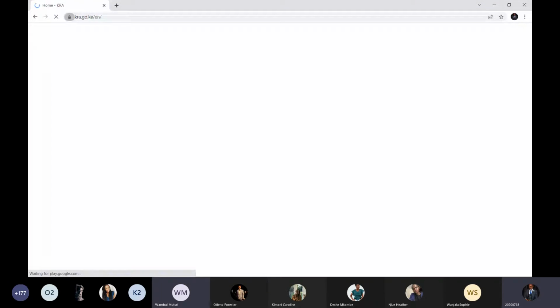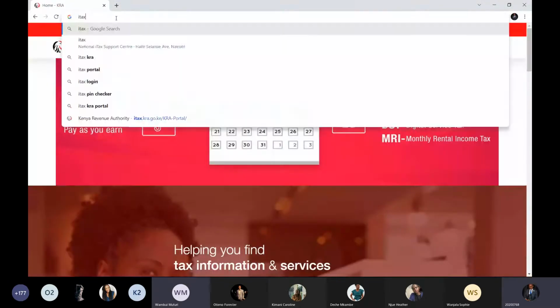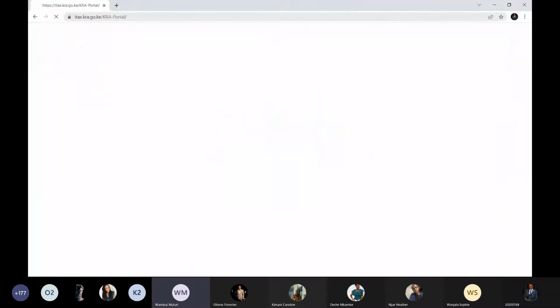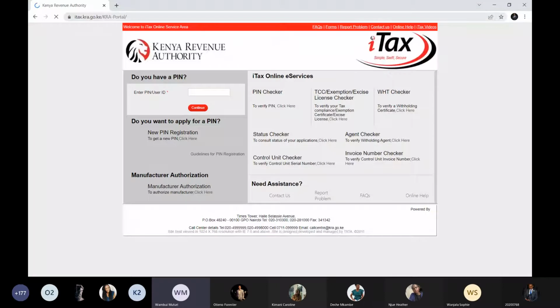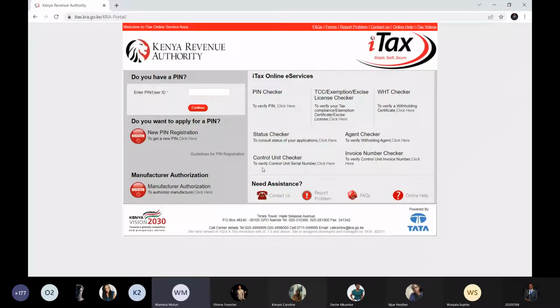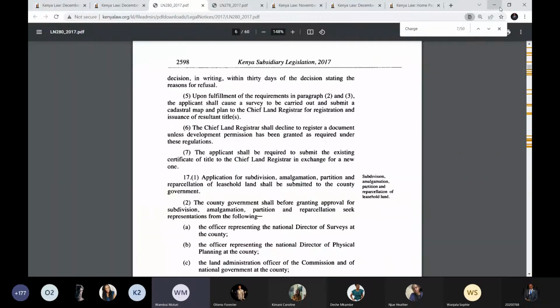Okay, so maybe I have a question. You have said that the document is subjected to the valuer, but I thought it is the land registrar, because you know this is not a transfer, so there will be no need for valuation. So the document is presented to the land registrar, who will assess the amount to be paid, so that the person can now proceed to iTax.